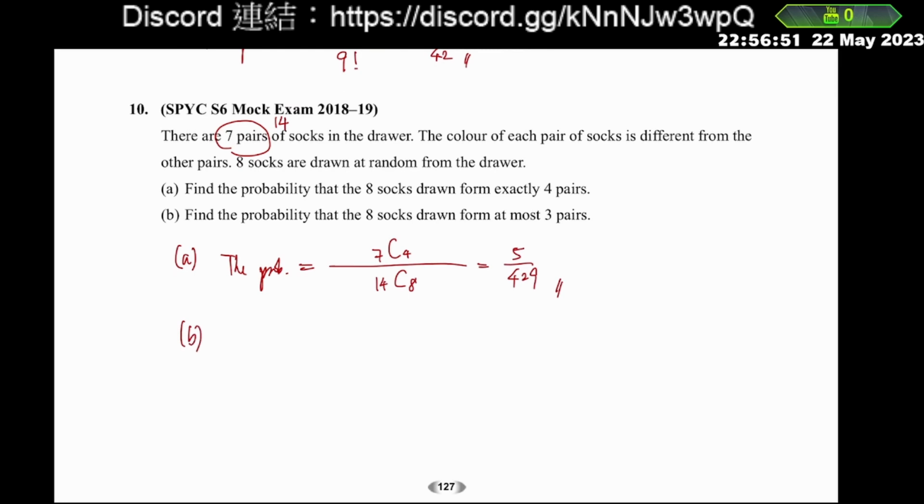Next, part B. Find the probability that the 8 socks drawn form at most 3 pairs. Here at most 3 pairs means less than or equal to 3. And since with 8 socks the most you can have is 4 pairs, now at most 3 means we just do not want 4 pairs. And so the probability for part B is very easy, because it is just 1 minus part A. It's just the exact opposite. So exactly 4, and if we don't want exactly 4, then it is at most 3. Therefore it is just 1 minus 5 over 429. That is 424 over 429.